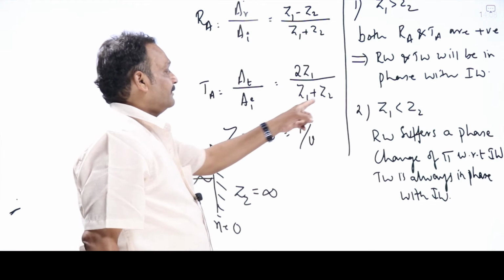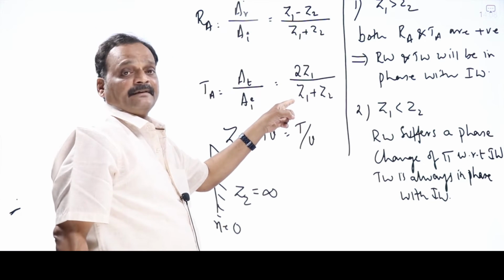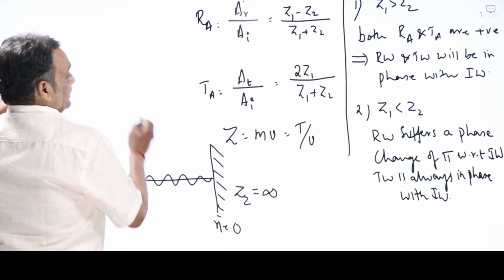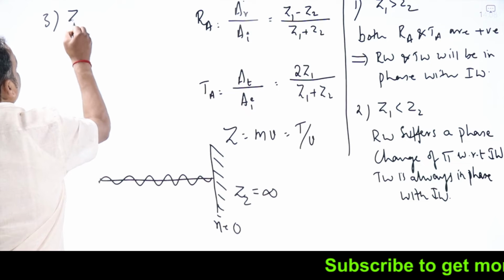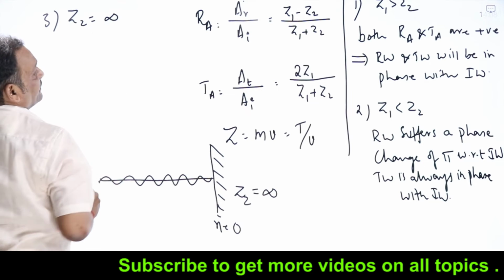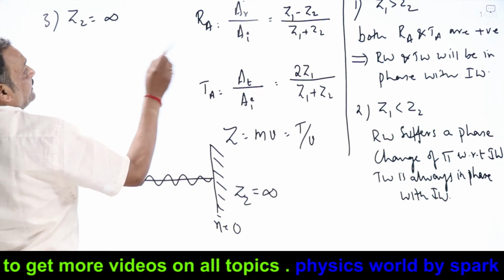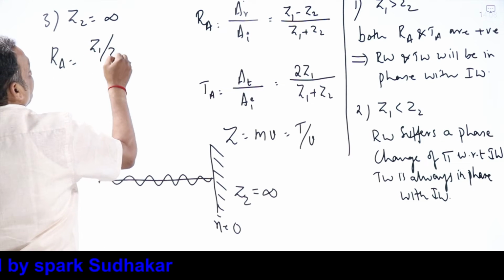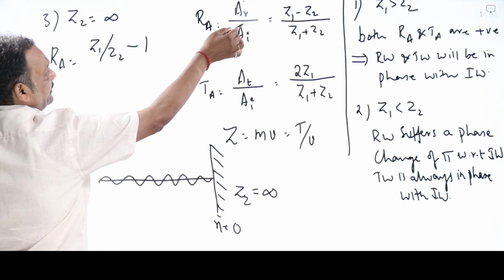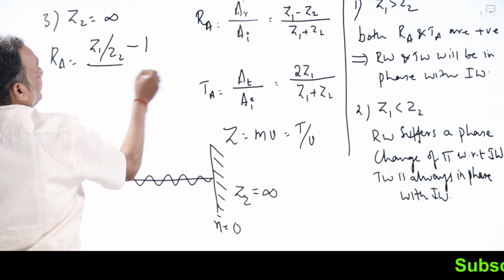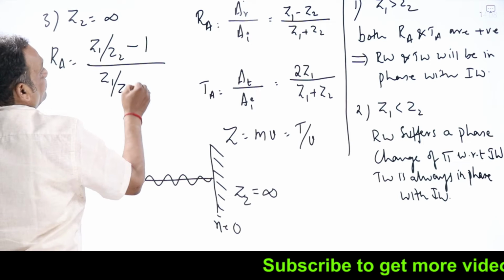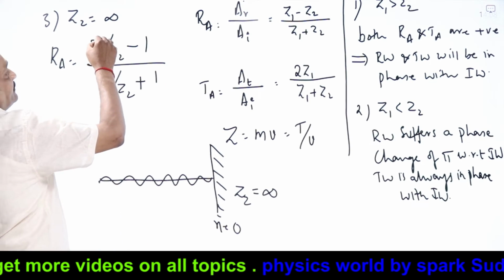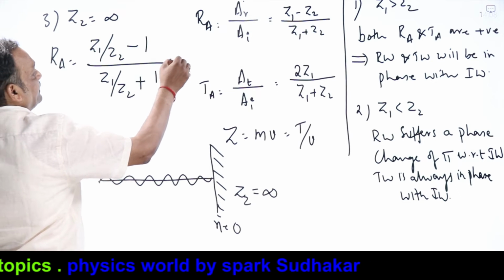When Z2 equal to infinity, infinity plus something is infinity, something by infinity is 0, so TA equal to 0. In case 3, when Z2 equal to infinity, what is happening to RA? I'll write RA equal to (Z1 by Z2 minus 1) over (Z1 by Z2 plus 1), dividing numerator and denominator by Z2. Z2 equal to infinity here, so it is 0 minus 1 by 0 plus 1, which is nothing but minus 1.